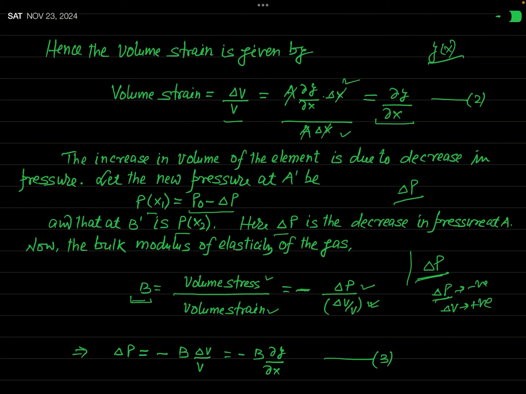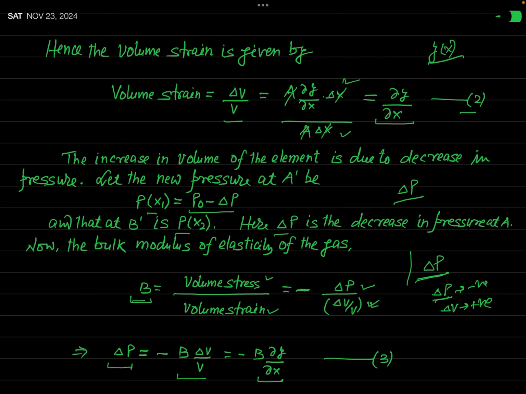So you can say that this minus sign simply implies that whenever pressure increases, volume decreases, or whenever pressure decreases, volume increases, as we have considered in the present case. And so now you can easily find the increase in pressure, that is delta P. That will be simply minus B times delta V by V. But just now in this equation 2 you have obtained that this volume strain delta V by V is simply equal to del Y by del X.